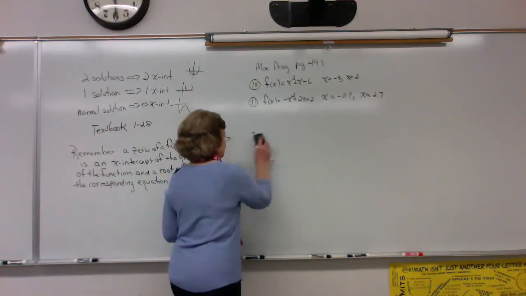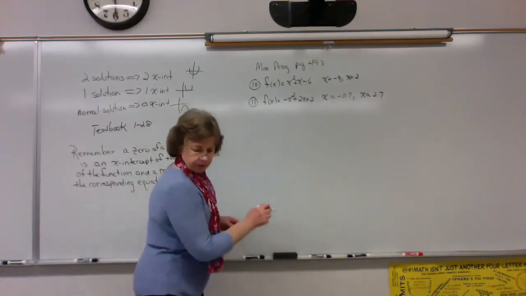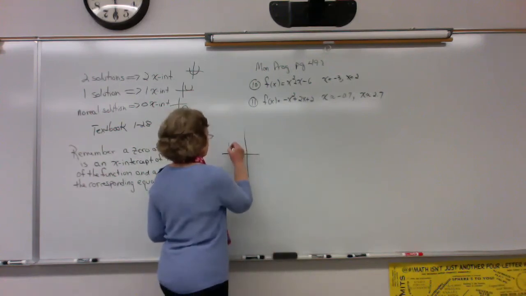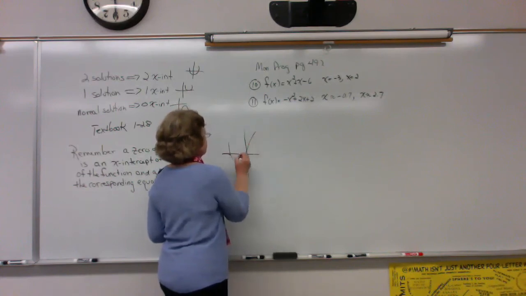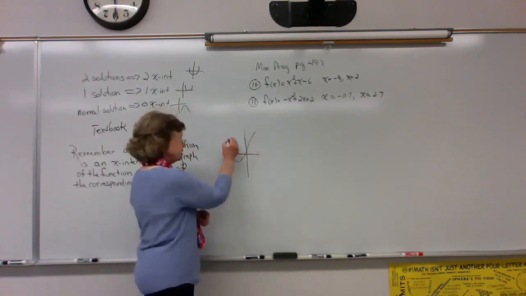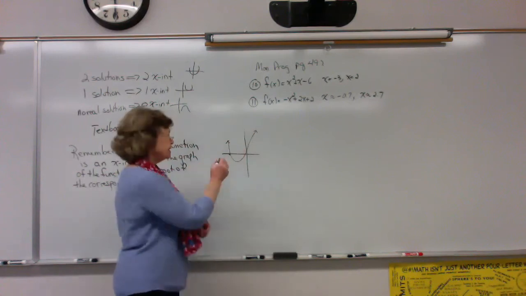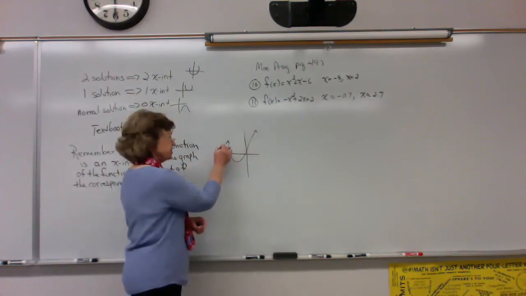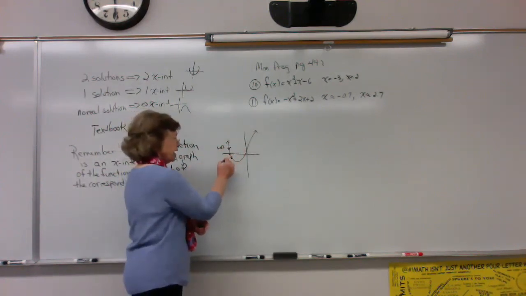Well, it doesn't look like that. They're both negative. So I've got those zeros. It's looking for a left bound. This is an opening up parabola, so this is my first left. This is my first right.